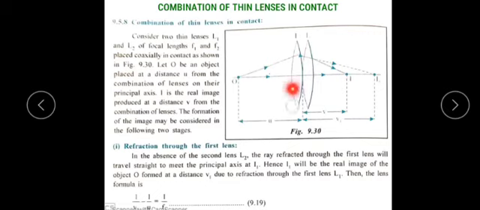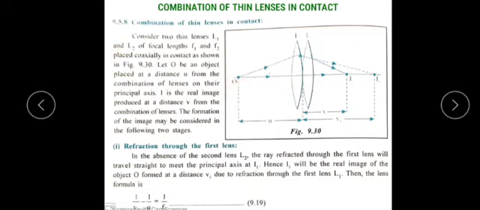F1 be the focal length of the first thin lens, F2 be the focal length of the second thin lens, which are placed coaxially. Both are on the same axis, in contact like this, as shown in the figure. So this is the principal axis. Let O be the object which is placed at a distance u from the combination of lenses.